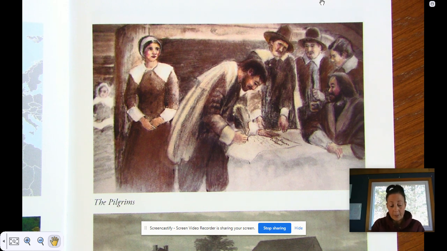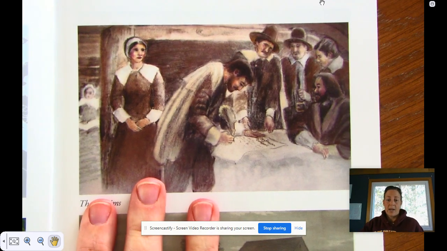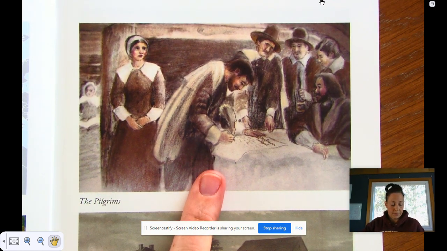So, when people heard about Christopher Columbus and his travels, they set off across the ocean as well to this new world that he had discovered. And there were many explorers from the European countries, including France and England. And these people became known as the Pilgrims. And this is a picture of them here.